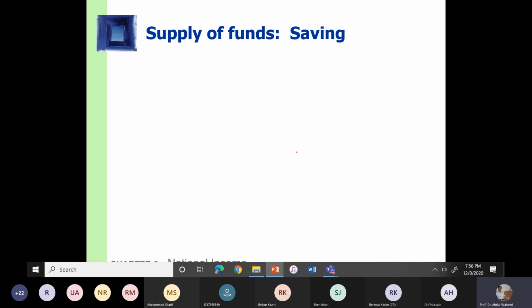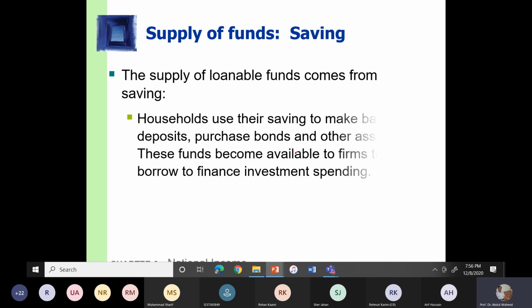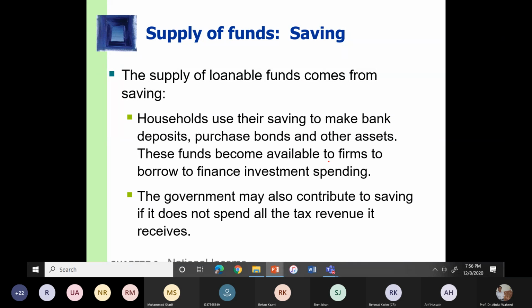And the supply of fund is coming from household savings. Okay. So household use their saving to make bank deposits. Okay, we deposit in banks, we purchase bonds and other assets. So then these funds become available to firm, and then firm borrow these funds to finance their investment spending. Government also contribute to saving. If government collected taxes and all taxes are not used, so then there will be government saving.